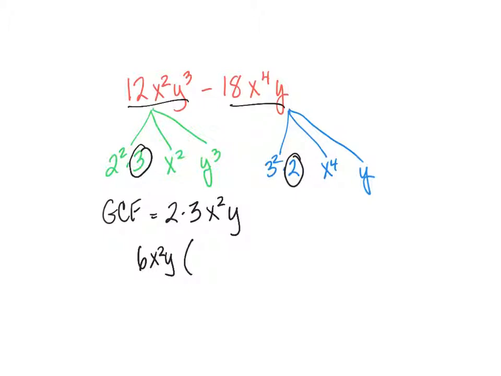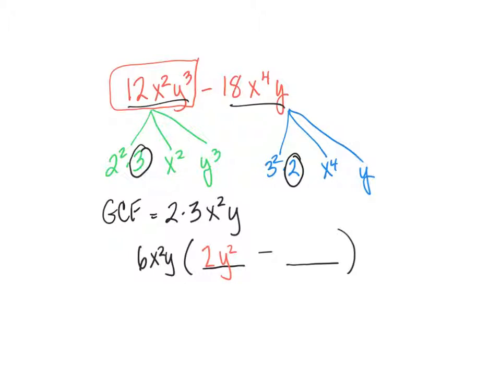Okay. So now there's going to be a term here and a term here. It's probably going to stay negative. So what am I going to put in each of those spots? If I factor out 6x squared y from 12x squared y cubed, take out a 6, what am I left with? A 2. Take out an x squared. Are there any x squareds left? No. Take out a y. I'll be left with a y squared, right? Because there was a y cubed there.